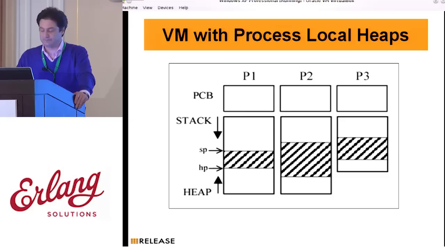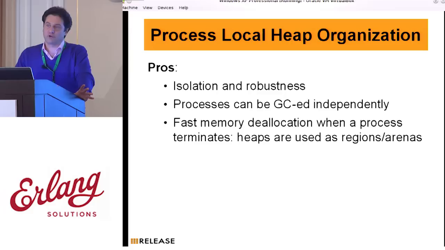So this organization has the following advantages. It provides isolation and robustness. If a process crashes, nothing bad happens to the other processes. Very importantly, processes can be garbage collected independently. So in principle, you do not have a global point of synchronization that you typically had in a system that would have these things in a shared heap, or that you would have if you implemented, say, Erlang by a Java virtual machine, where you would have to effectively synchronize whenever GC was happening.